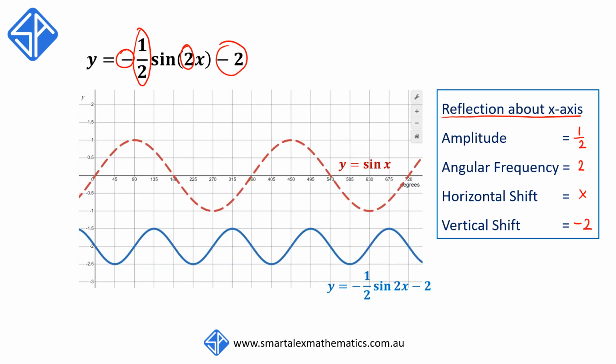So here's the graph of the transformed function. The red graph is y equals sin x, the original graph, and the blue graph is the transformed function y equals -1/2 sin 2x minus 2. You can see that in this graph, the original graph has been reflected about the x-axis. It has also been shifted down by 2 units. The amplitude has reduced from 1 to just a half. Since the angular frequency is 2, this means that we're able to complete 2 cycles within 360 degrees.